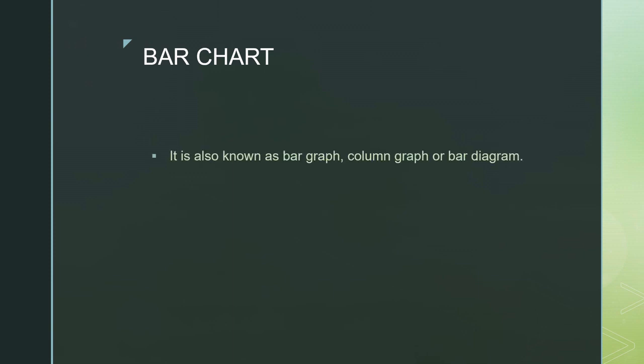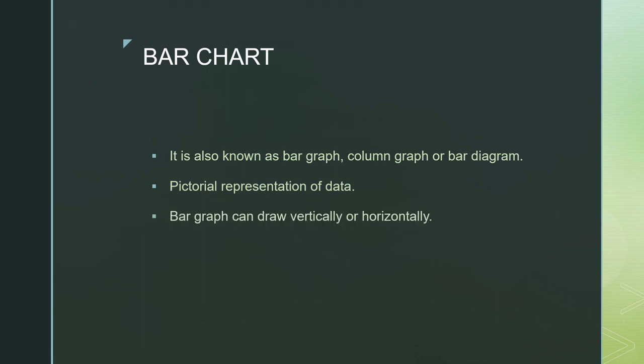Our first discussion topic in the data interpretation part is the bar chart. It is also known as a column graph, bar graph, or bar diagram. It is basically a pictorial representation of data. We can draw bar graphs both vertically or horizontally, depending on whether we take the values along the vertical axis or the horizontal axis. So let's move on to the next slide.